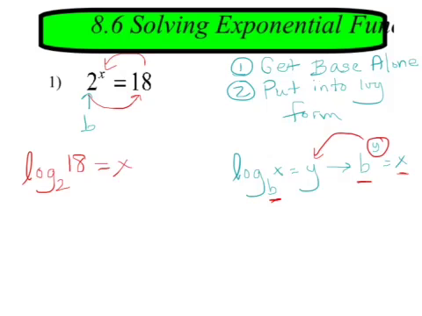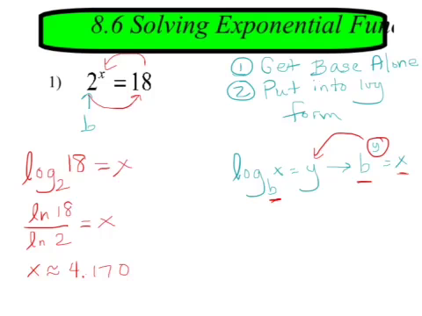And so now we have x alone, and I'm ready to use that change of base formula, so I'll use the natural log here. Natural log of 18 divided by natural log of 2. And when I type it into my calculator, I get approximately 4.170.